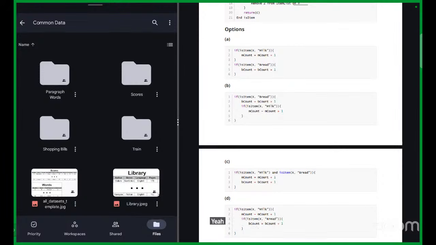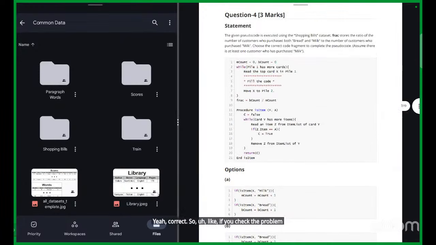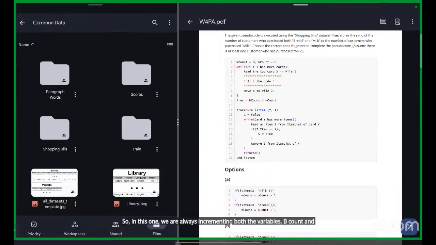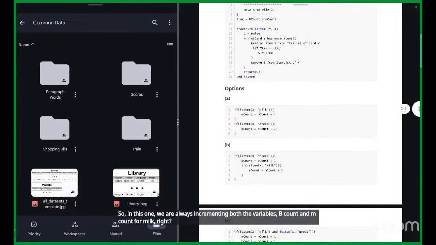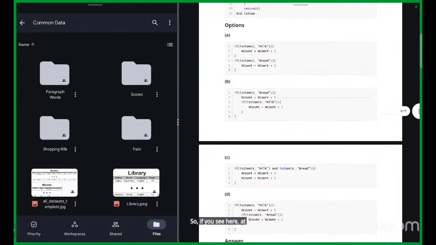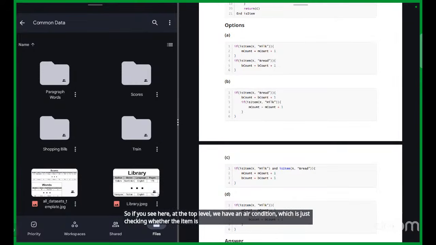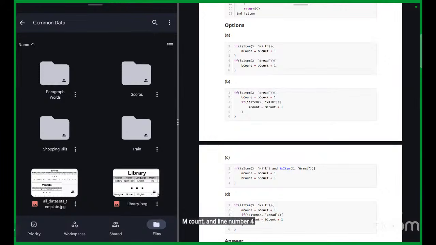Yeah, correct. If you check the problem, in this one we are always incrementing both the variables, b count and m count, for milk. At the top level we have an if condition, which is just checking whether the item is milk or not. If it is milk, then we are incrementing both the variables. In line number two, we are incrementing m count, and in line number four, we are incrementing b count.